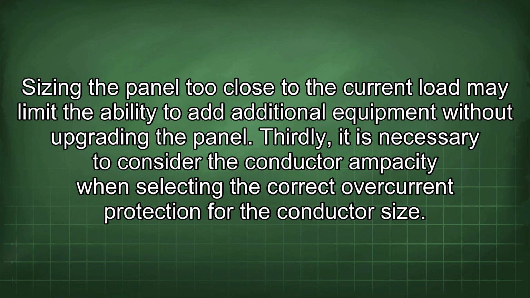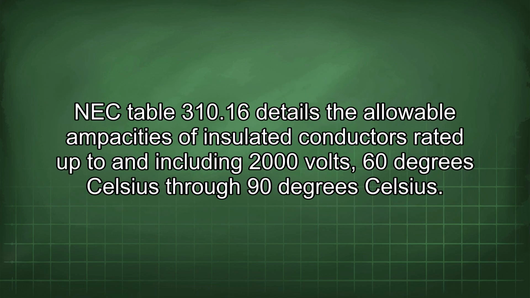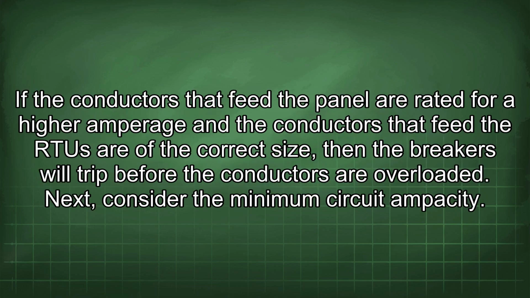Thirdly, it is necessary to consider the conductor ampacity when selecting the correct overcurrent protection for the conductor size. NEC Table 310.16 details the allowable ampacities of insulated conductors rated up to and including 2000 volts, 60 degrees Celsius to 90 degrees Celsius. If the conductors that feed the panel are rated for a higher amperage and the conductors that feed the RTU are of the correct size, then the breakers will trip before the conductors are overloaded.